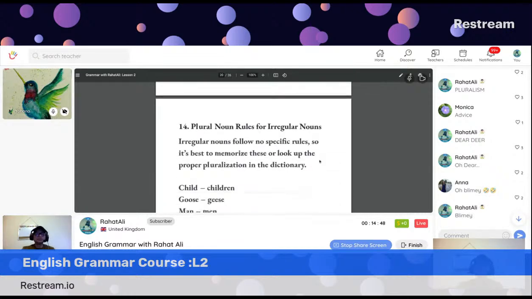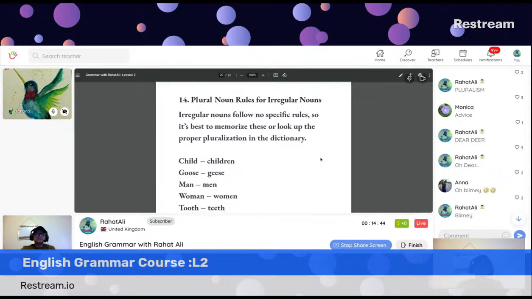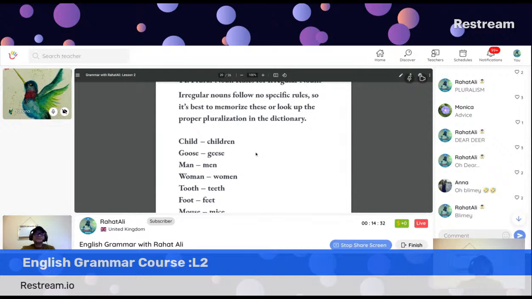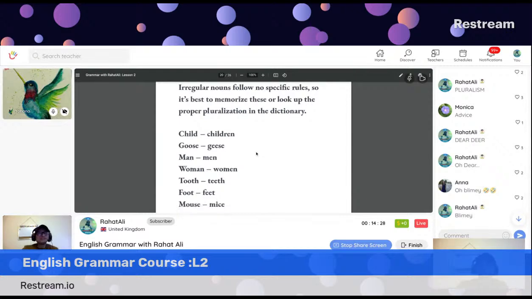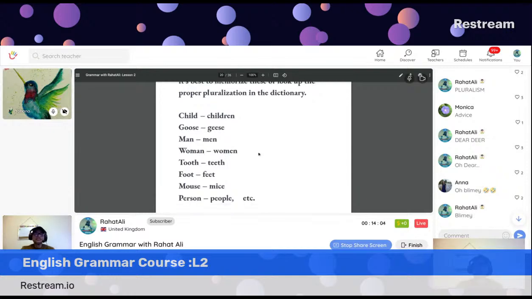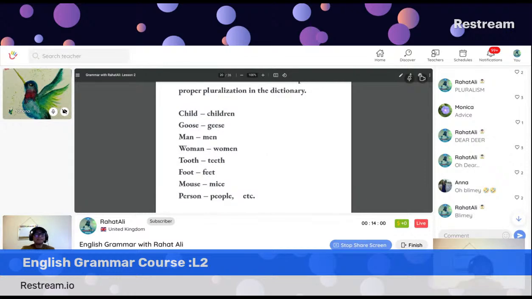Okay, plural noun rules for irregular nouns. Do you know the irregular or regular nouns? Yes. They change completely, a different form. Like child, children, goose, geese, man, men. Okay, how do you differentiate this sound? Man, men. Remember, in man, A is a longer sound. A man is always a man, and a woman is always a woman. Now, for the plural, women it is. Remember, this sound is a bit different. Women, yeah. Tooth, teeth, foot, feet, mouse, mice. Person, people. Look, person can also be plural with S, persons, and people is also another plural form.